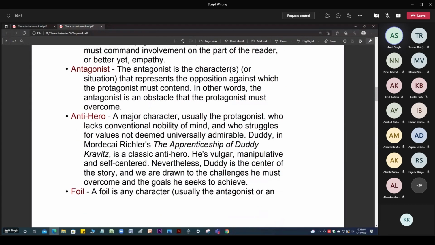Okay. So what I feel, this is the way I would define it: a protagonist is there, but sometimes he or she adopts the traits of an antagonist also. Correct me if I'm wrong.